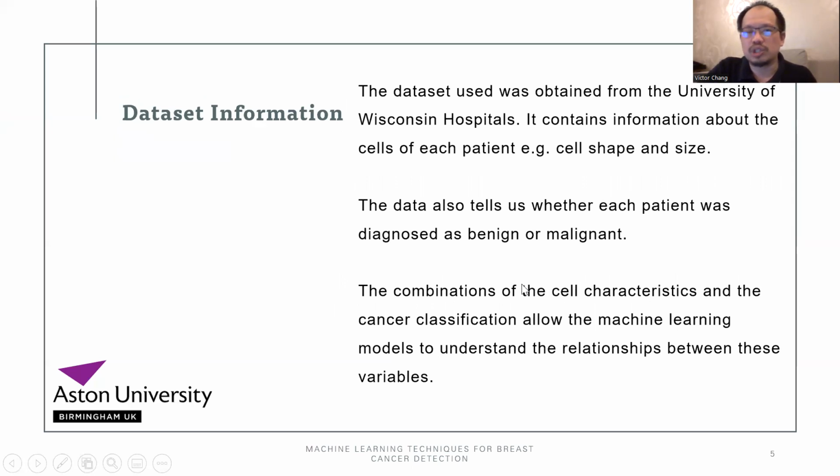And then the data set information was obtained from the University of Wisconsin Hospital in the USA. It contains information about the cells of each patient, like the cell shape and size. The data also tells us whether each patient was diagnosed as benign or malignant. The combination of the cell characteristics and the cancer classification allows the machine learning models to understand the relationship between these variables. So the machine learning models will understand better and better, and then even identify the correlations and understand any unique characteristics of the patient.